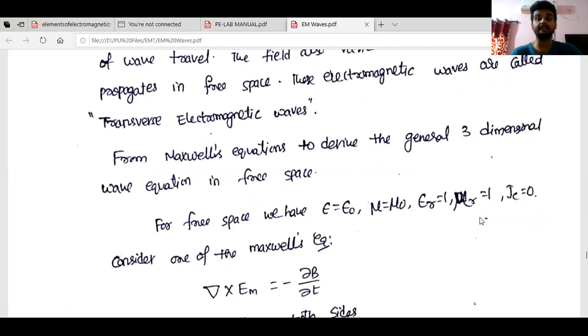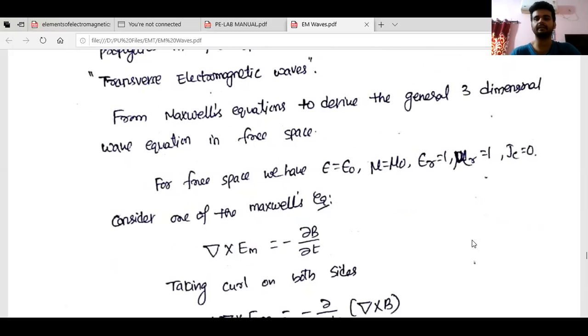Now as I said, conductivity for free space is 0. There will not be any conduction. If there is no conduction current, the conduction current density also will be 0. So J we can write as 0. J_C we can write as 0.